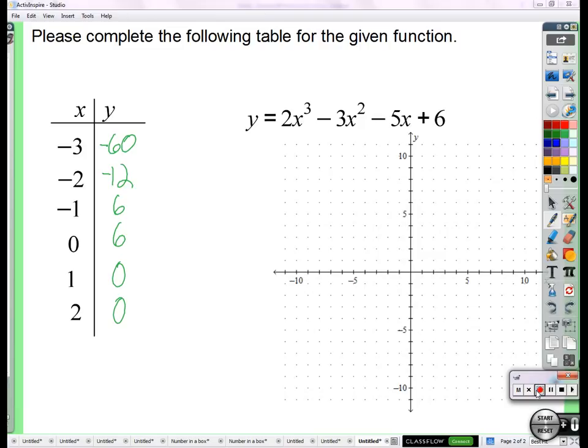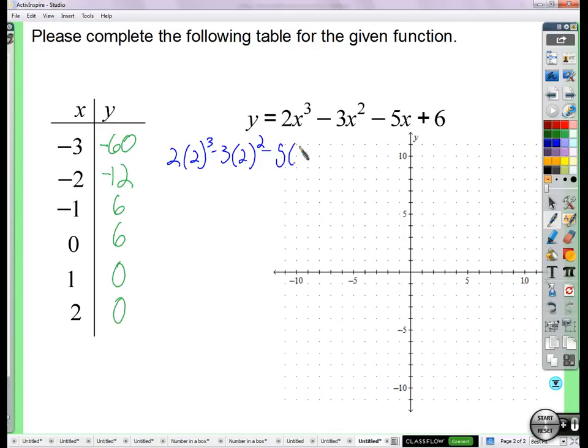Okay, let's try plugging in 2, and we'll do a negative. So let's plug in 2, we get 2 times 2 cubed minus 3 times 2 squared minus 5 times 2 plus 6. So let's look at this 2 times 2 to the third power. I'm either going to take this 2 to the third power or multiply it by 2. Which should I do first?